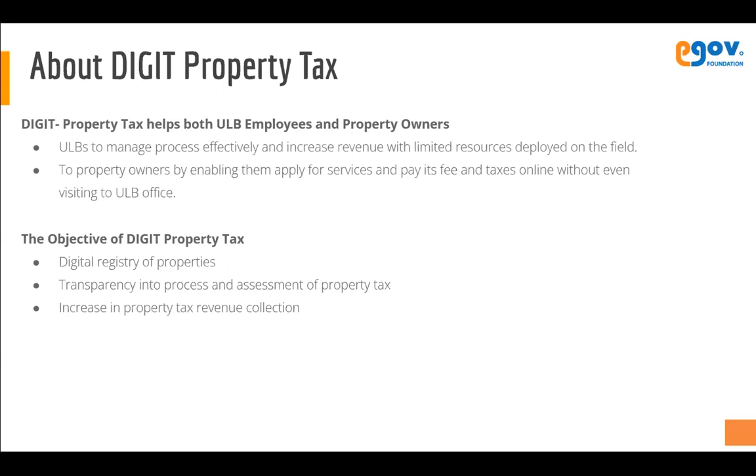So what is the objective of the property tax system? First of all, to prepare a digital registry of properties. If you see, the properties are the main data set for the municipalities. On top of the properties, they perform many other activities. Then to maintain transparency in the processes, as I said earlier, and to increase the property tax revenue collection.